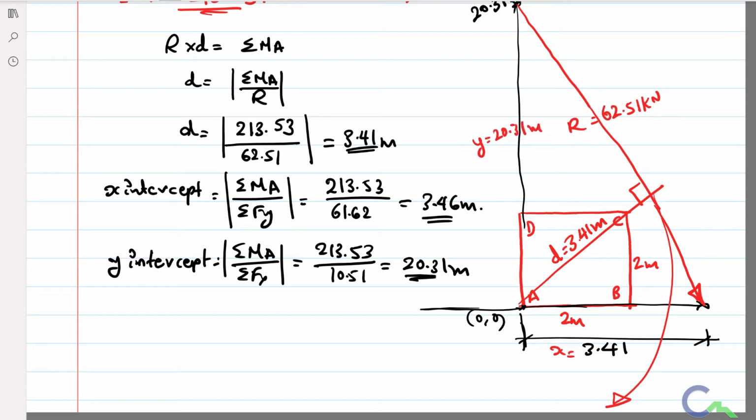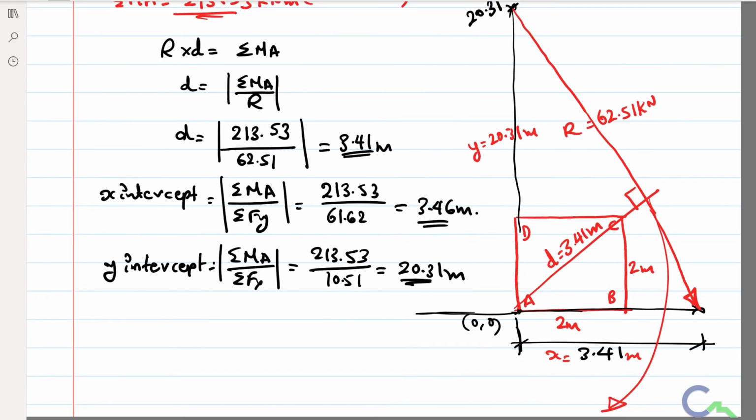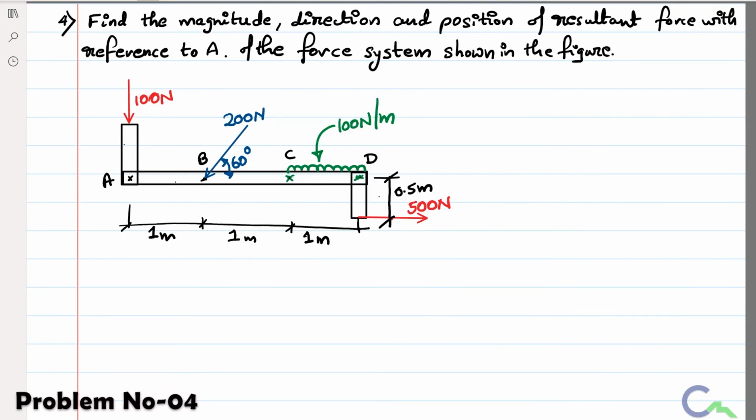0.31 meter. So this is the final figure for this problem. Here we have our next problem, that is the fourth problem in coplanar non-concurrent force system. Find the magnitude, direction and position of resultant force with reference to A of the force system shown in the figure. They have given one force system, we have to find the resultant of this force and locate it with respect to point A.